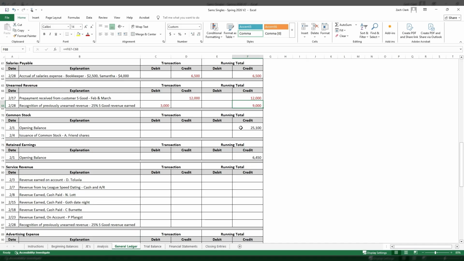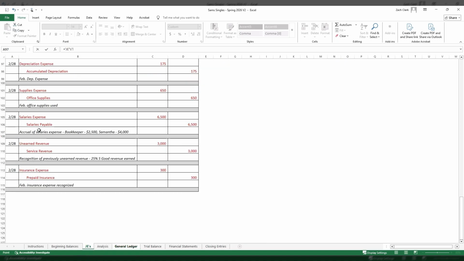Okay, common stock. Common stock had an opening balance here, and then we did that issuance of additional common stock through the 10,000 on the 4th.